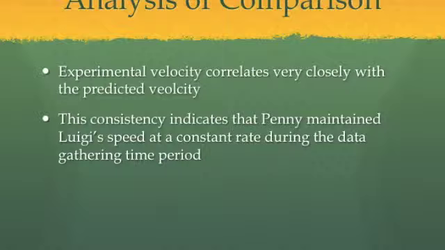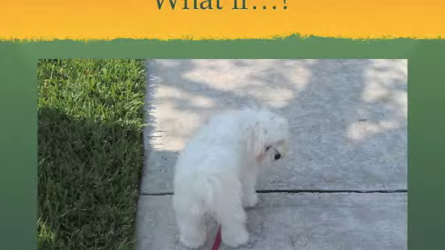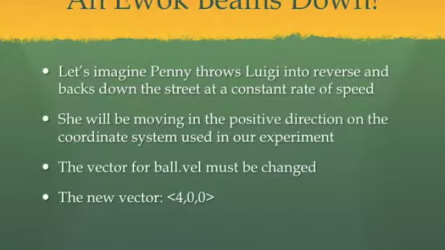Now it's time for some what-if scenarios. What if this Ewok suddenly beamed down right in front of Luigi? Obviously, Penny would throw Luigi into reverse back down the street at a constant rate of speed in the positive x direction. Luigi's velocity vector in the Python program will now be changed to positive 4, 0, 0. Here we can see Luigi is moving in the positive x direction.